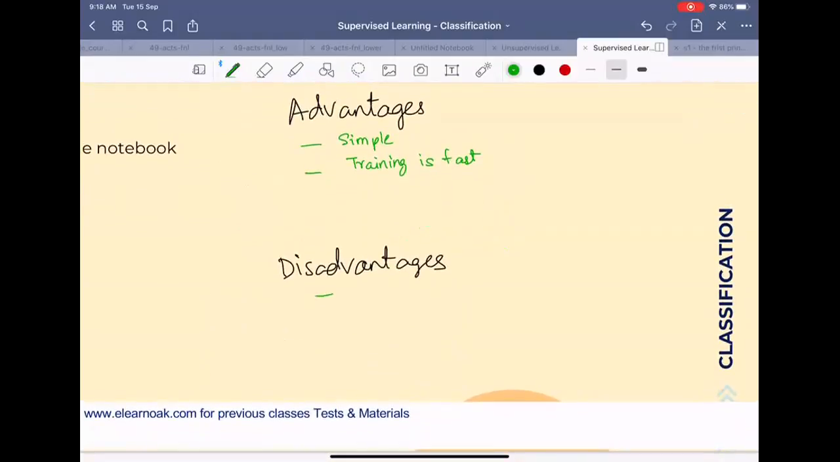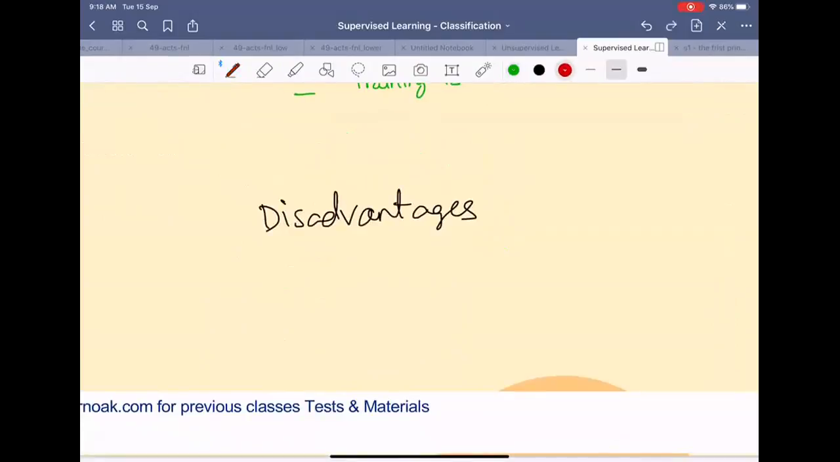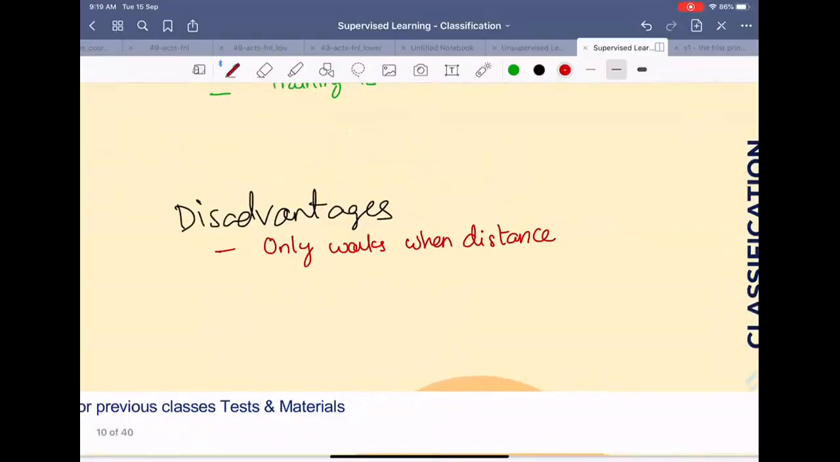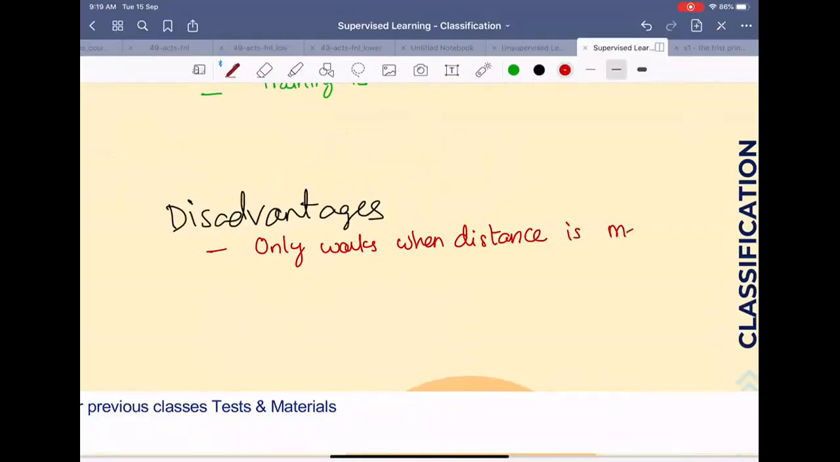The disadvantages that we have with KNN are many. Let me point some of them out. One of the disadvantages with KNN is that it only works where distance makes sense, or when distance is measurable. When distance does not become measurable, then KNN loses its edge.